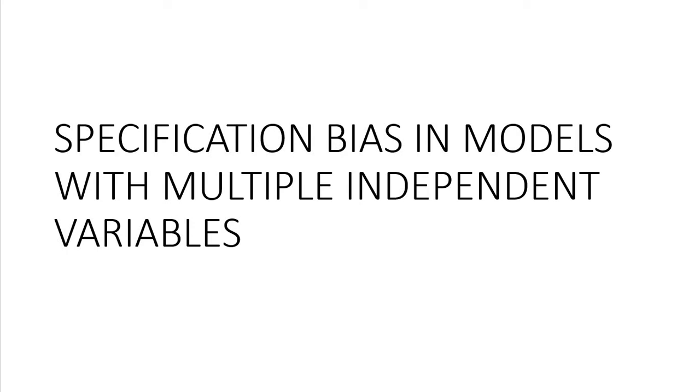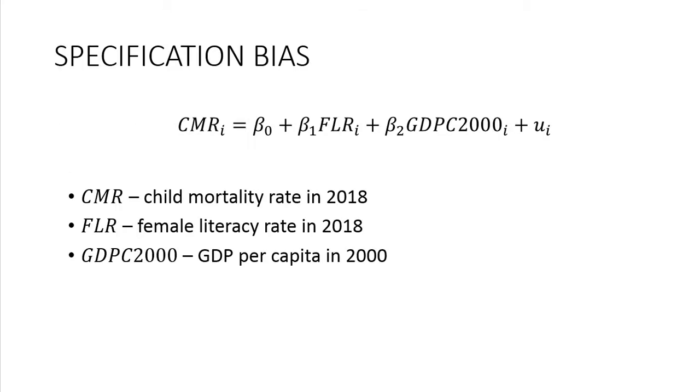Hello. So in one of the previous videos we already started discussing how many variables you shall add to the regression model, and this video is devoted to specification bias in models with multiple independent variables. I will explain the nature of this bias using the following regression model. The dataset is attached in materials for this lecture.